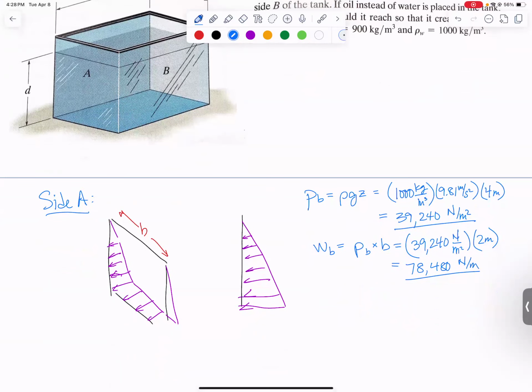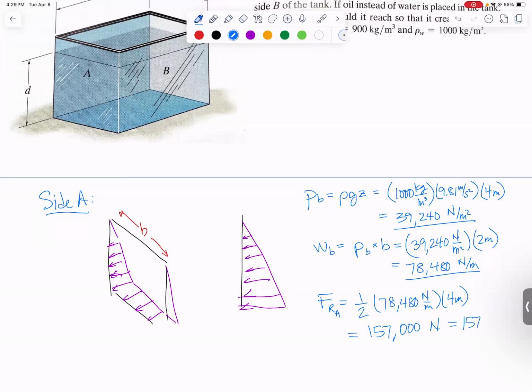So finally, the resultant force on side A is a triangle. So it's going to be 1/2 the base, which is our distributed loading that we just found, times this other side, which is D. So 1/2, 78,480 newtons per meter times the 4 meter depth. And that comes out to be 157,000 newtons or 157 kilonewtons.